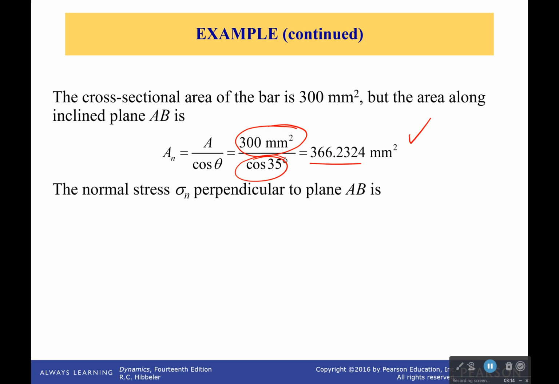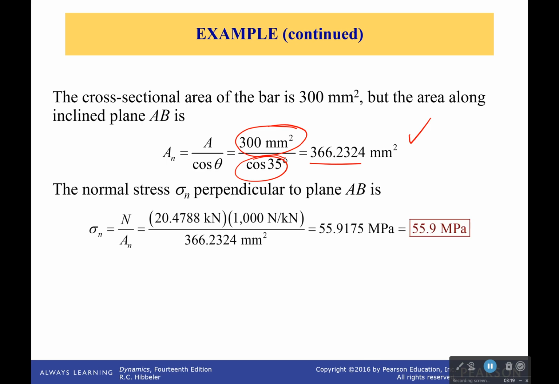Okay, so the normal stress, which is the normal component of the load over the new area, would be equal to 55.9175 megapascals. Or, as you see here, they do 3 sig figs, 55.9 megapascals. And they do this little conversion right here because 1 Newton per millimeter squared is equal to 1 megapascal. It's a really, really nice conversion. So all we had to do was use kilonewtons instead of having to convert this to millimeters squared and that to newtons, and then going to megapascals.